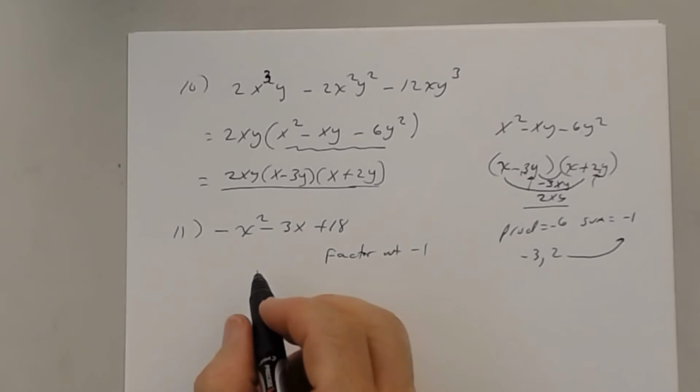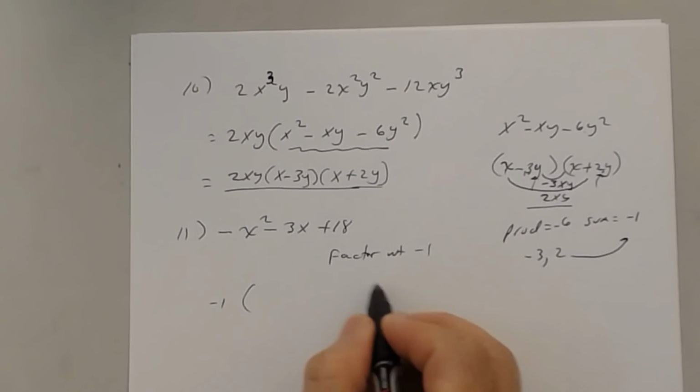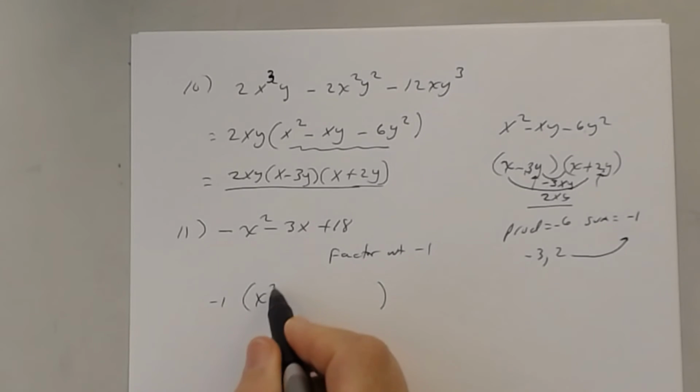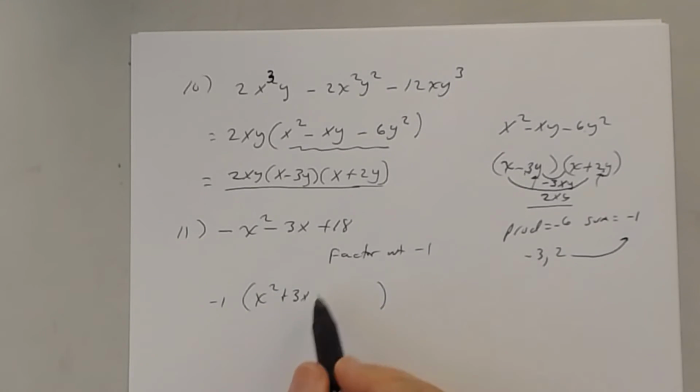So in factoring out -1, you've got to say -1 times whatever trinomial goes in there. So -1 times what is -x squared? What goes right here, guys? X squared. Plus 3x. A -1 times what's a -3x? Positive 3x. So a negative times a positive is a negative. A -1 times what's a positive 18?